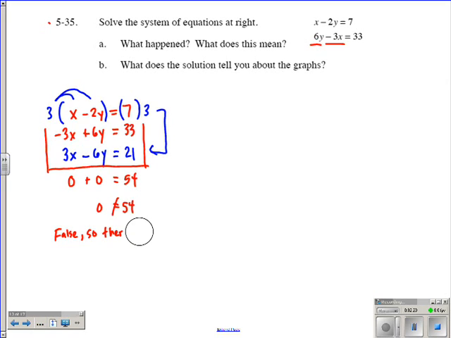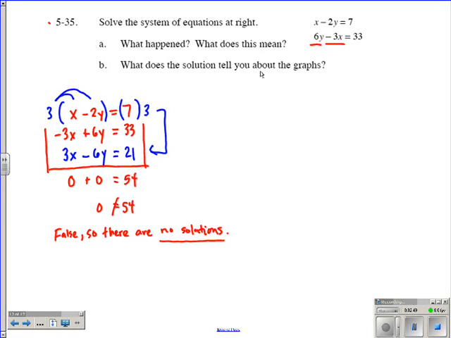Oops, I want to make sure I spell it correctly. What does that mean here? Well, okay, so what happened? Everything canceled out. So all variables canceled. We're left with the false statement. What does that mean? That means that there are no solutions.